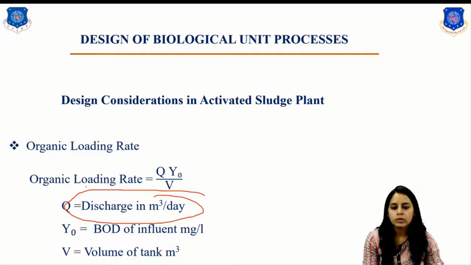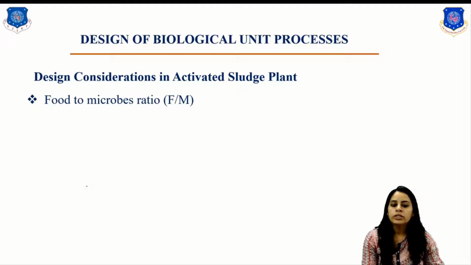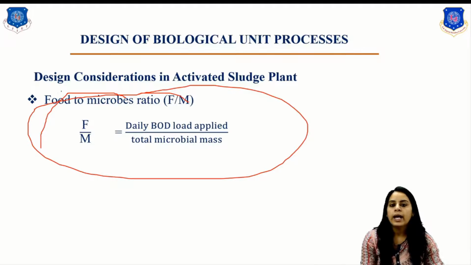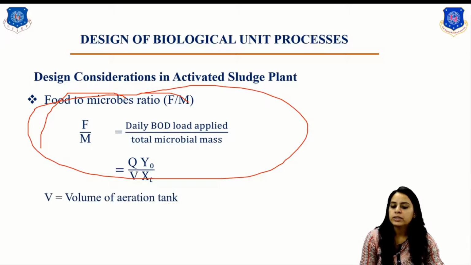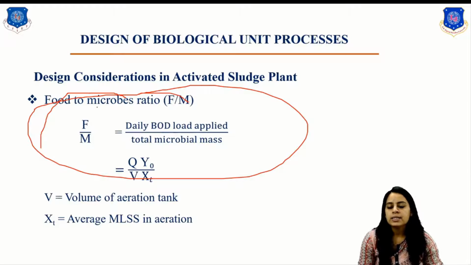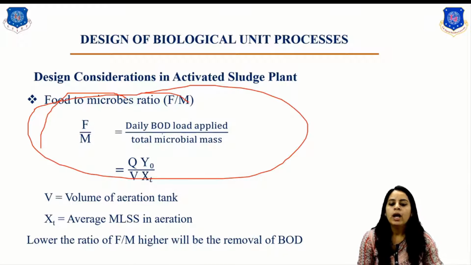Now the third one, the food to microbe ratio, F by M, which is the daily BOD load applied divided by the total microbial mass, right? It is Q into Y0 divided by V into XT, where V is the volume of tank and XT is the average MLSS in the aeration tank. MLSS means mixed liquor suspended solids. The lower the ratio of F by M, the higher will be the removal of BOD.